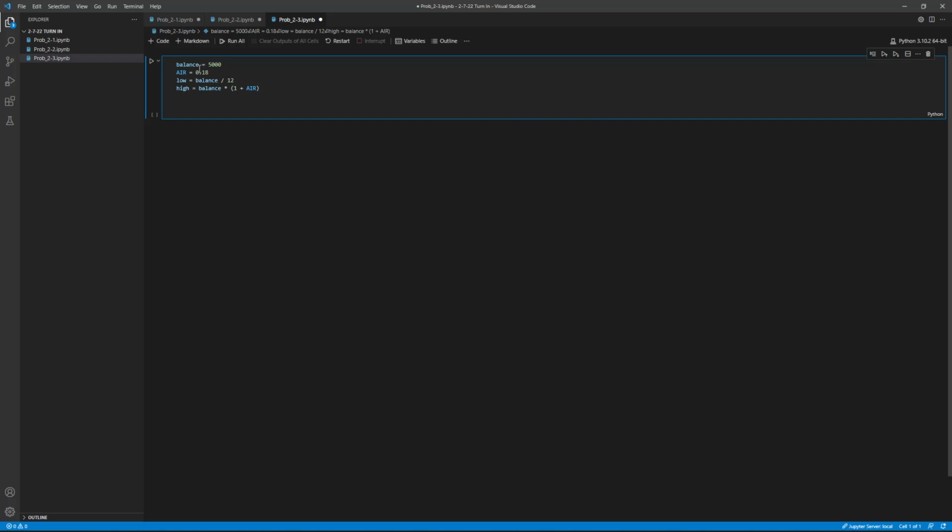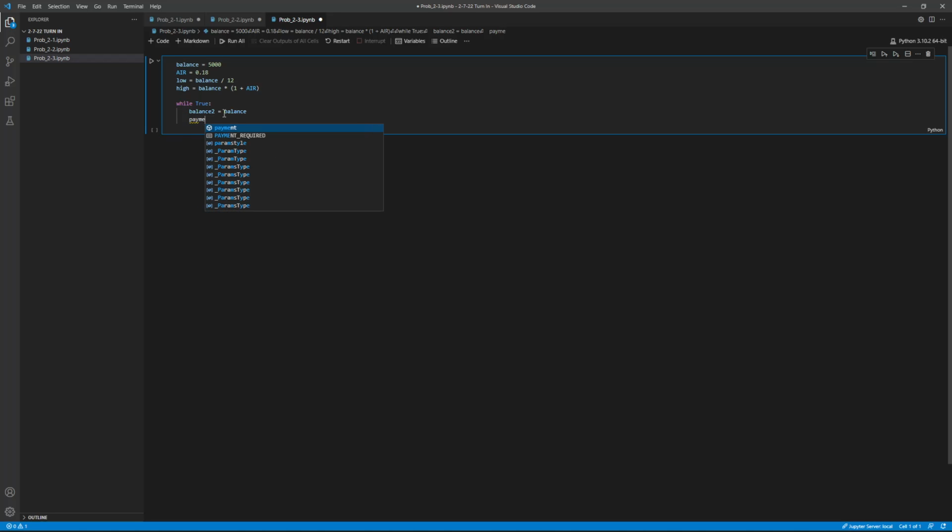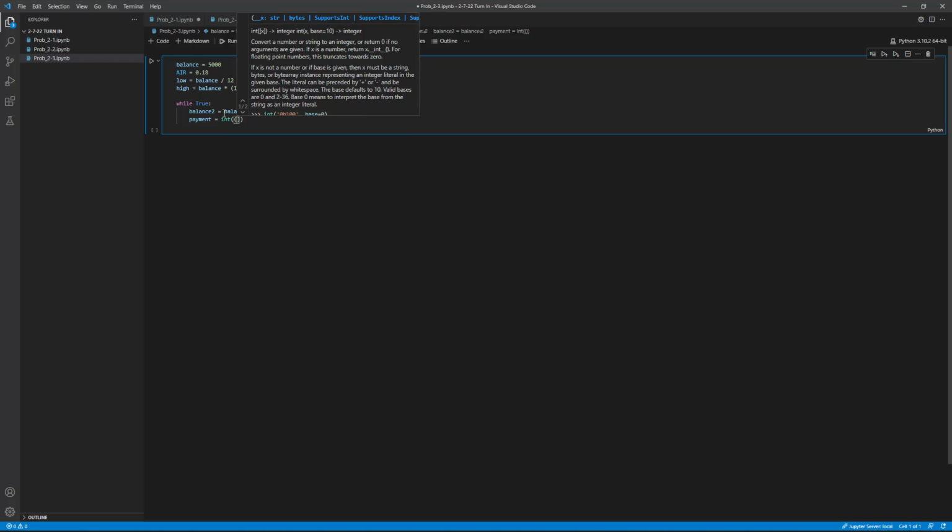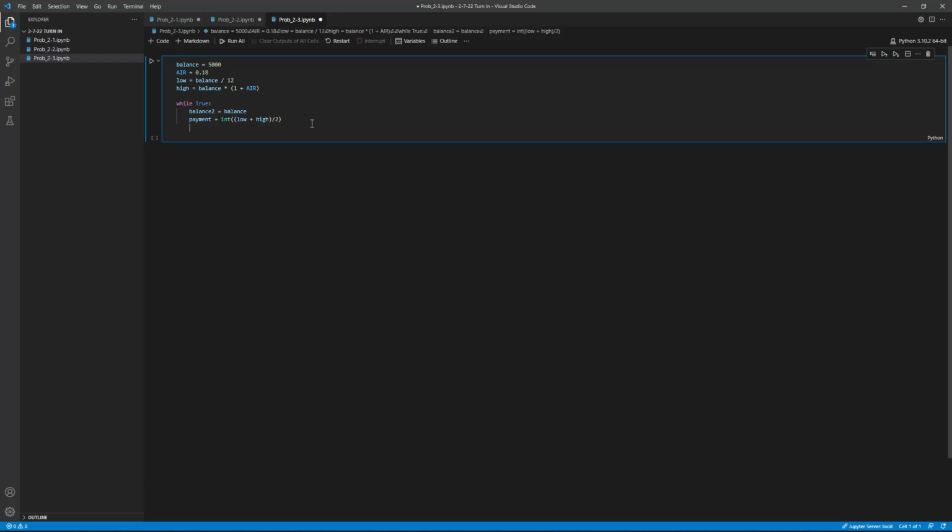So then we can actually get into a while and say while True. And then just like in 2.2, we can make a copy of balance, balance 2. So we can say balance 2 just equals balance, and that's just again because we're gonna have to check things and we're gonna have to reset balance 2 to make sure everything works properly. And then also in this, we can find the payment, and we're gonna make this an int value because I don't really want to have to deal with any decimals. So that's just gonna be the average of the low and the high divided by 2.